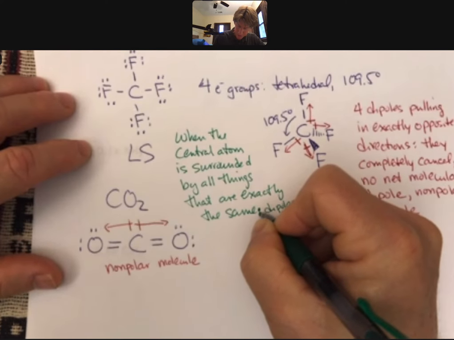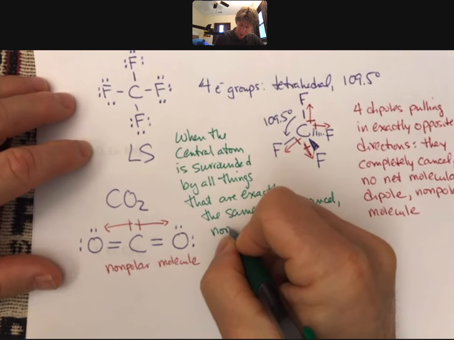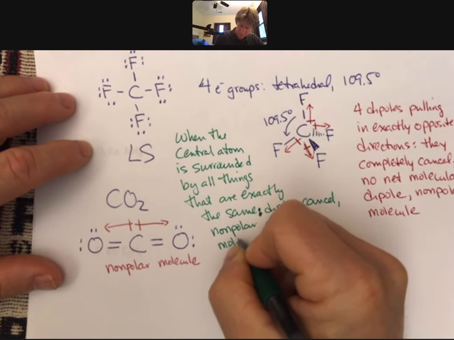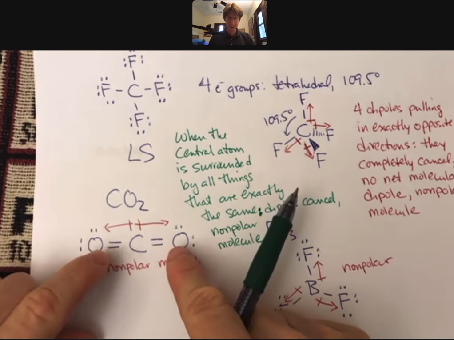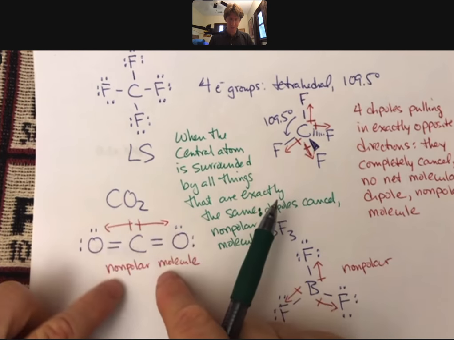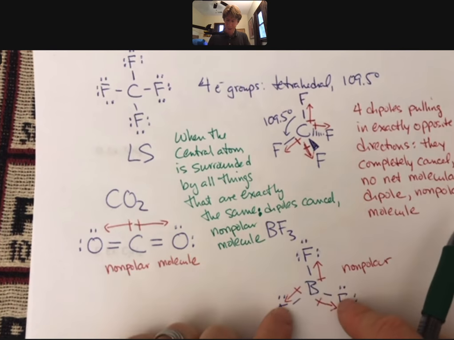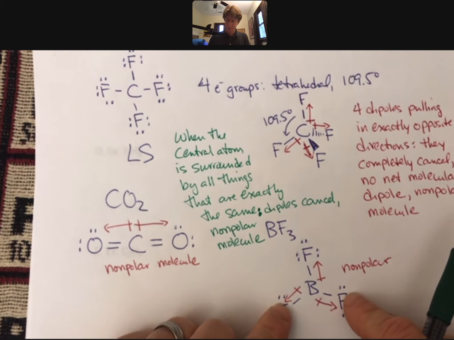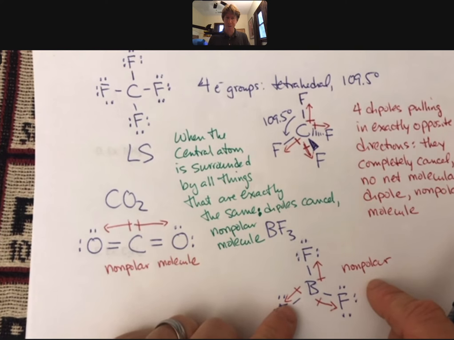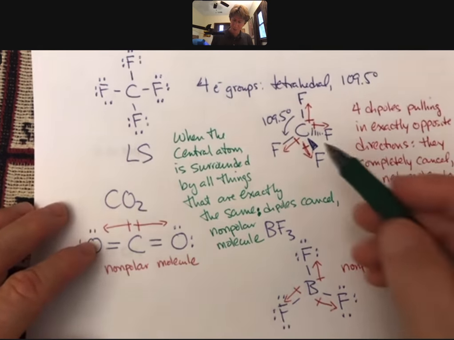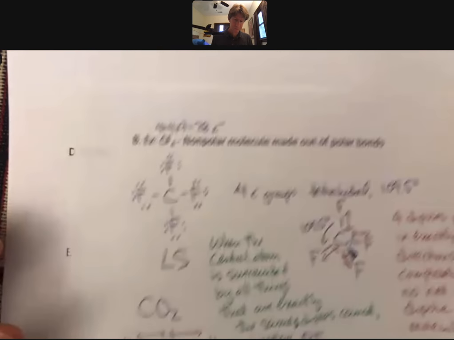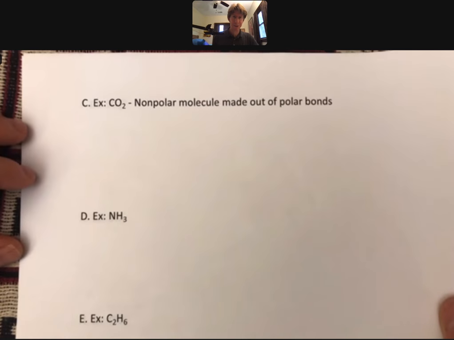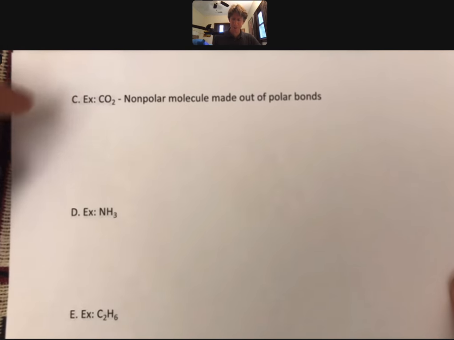Oh, that should be a colon, I guess. Dipoles cancel, nonpolar molecule. Central atom, two things that are exactly the same. Dipoles cancel, nonpolar molecule. Three things that are exactly the same, even though they're polar. Exactly cancel, nonpolar. And four things that are exactly the same, this is the toughest one to see, also nonpolar. And, oop, I already did my CO2 there. Let's go on to the next page. There's my CO2. Nonpolar molecule made out of polar bonds.